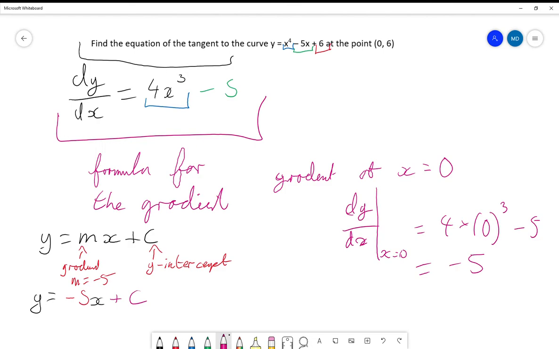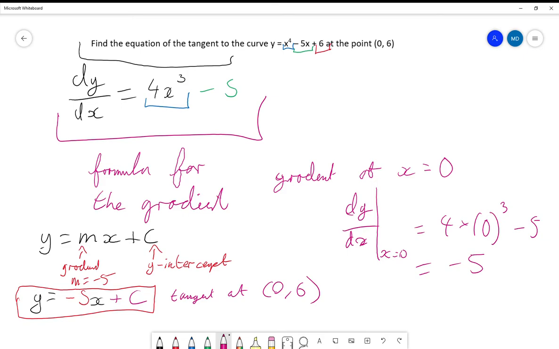C is our y-intercept. So now we have to ask ourselves, do we know any point that this line goes through? And the answer is yes. Because it's a tangent at the point 0, 6, that means it must also go through 0, 6, because that's the definition of a tangent, that it meets that curve at exactly that point, the point in question.